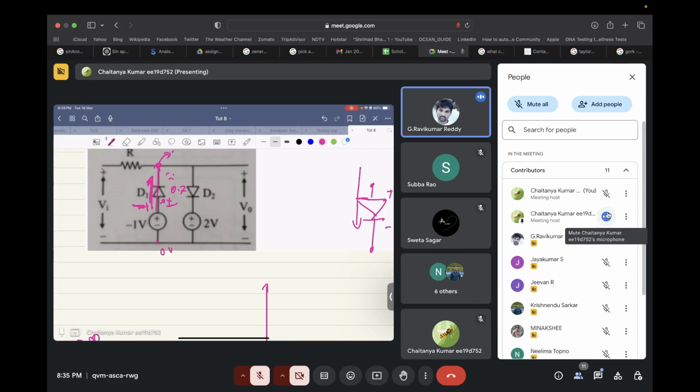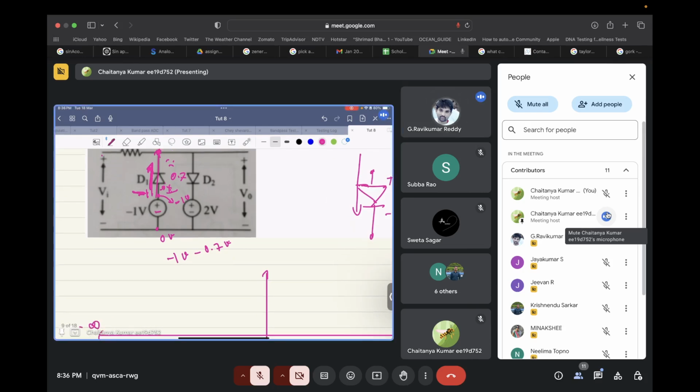This is 0 volt. Start applying KVL from this node to the output V naught. What will be this voltage? Minus 1 volt. Then is this being added or subtracted? 0 minus V1 and minus 0.7. Correct, so minus 1 volt minus 0.7. 0 minus of minus, right, sir?